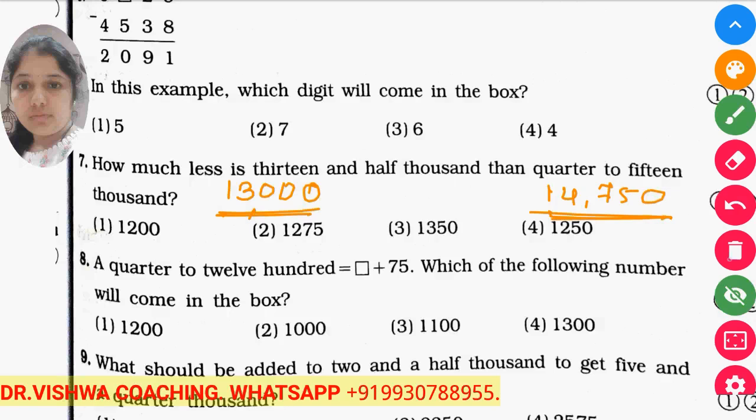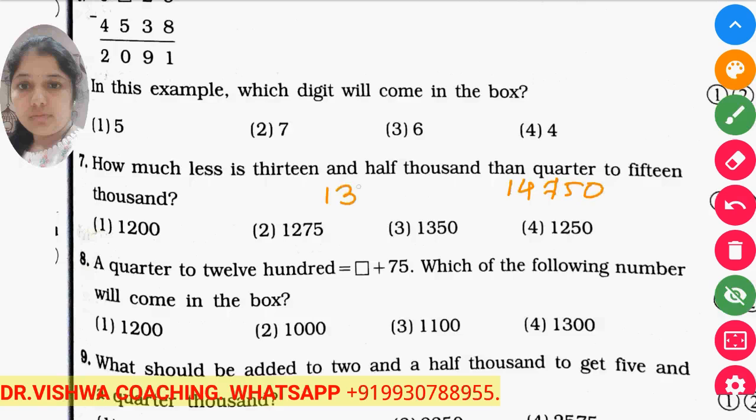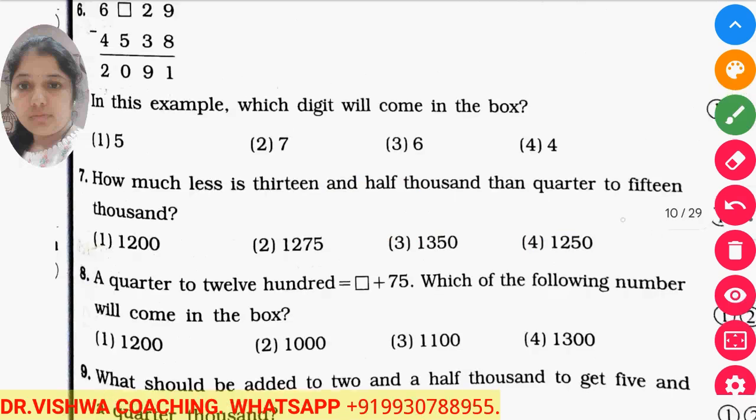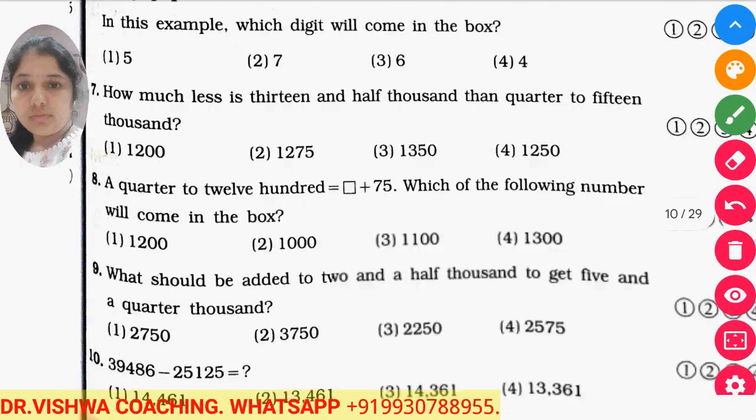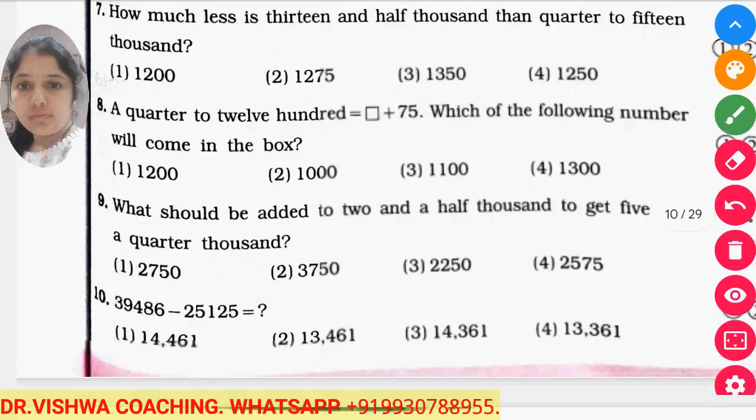Sorry, 13 and a half thousand. So the first value is 14,750 and the second one is 13,500. So you have to subtract this 13,500 from this 14,750 to get your answer. When you subtract this, you will get the answer as 1,250. Okay, you all can do it at home so that you have an idea how to subtract, or you all can practice those sums.